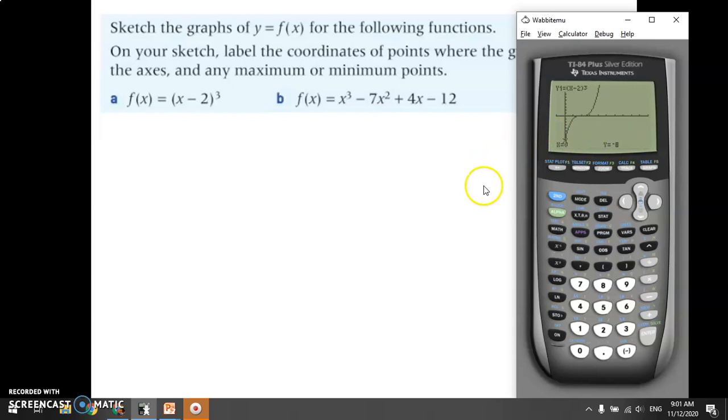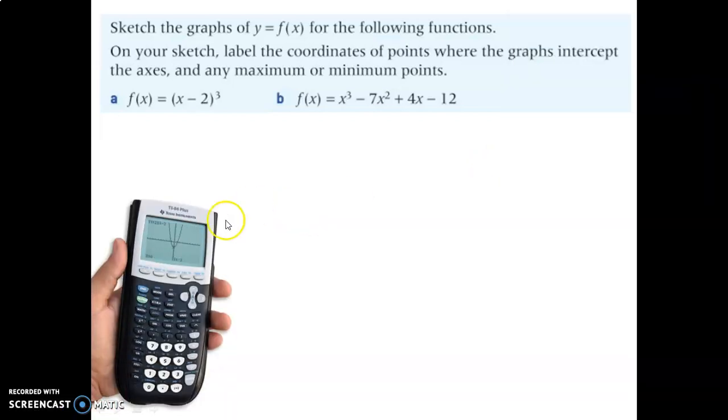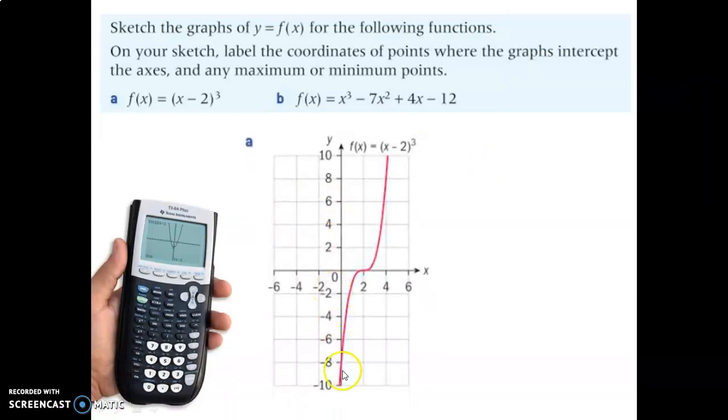So I have enough to draw that sketch, and here's what the sketch can look like. Right here, we have 0, -8, y-intercept. We found the x-intercept to be 2, 0, and we have our graph. Try the same thing with B. See if you can sketch that one accurately. What are the x-intercepts and the y-intercept of that one?